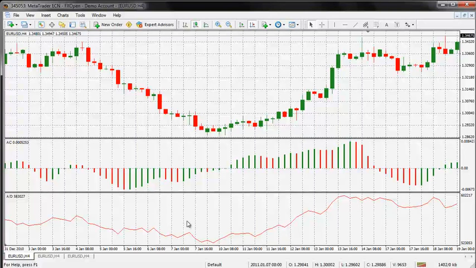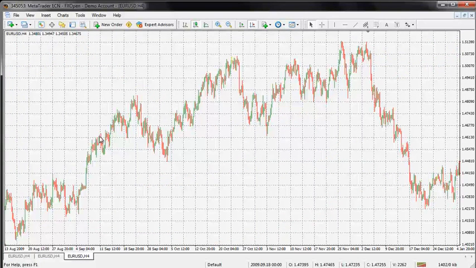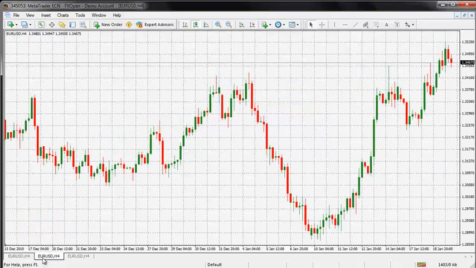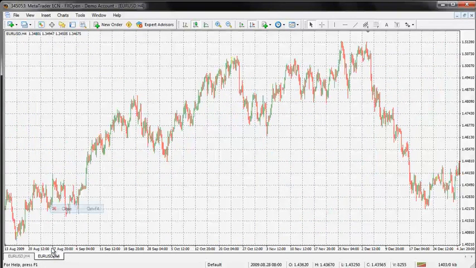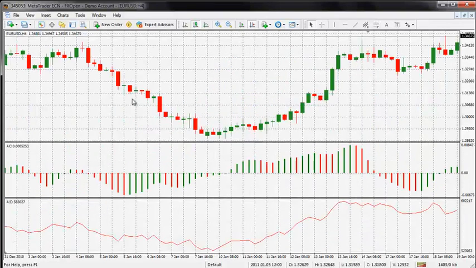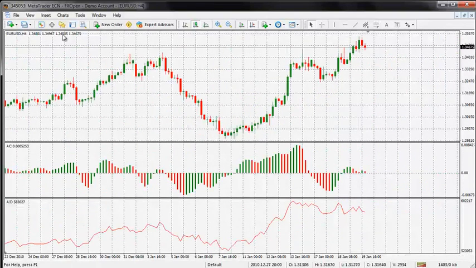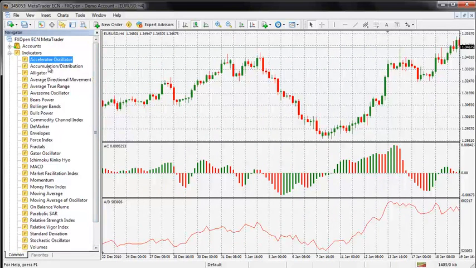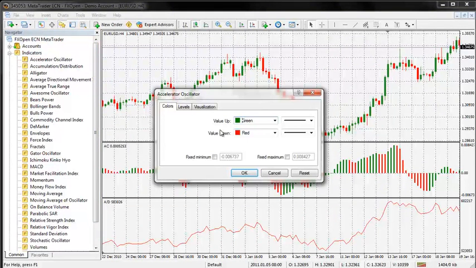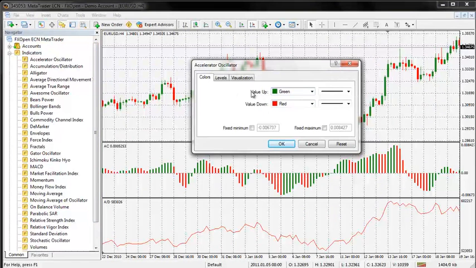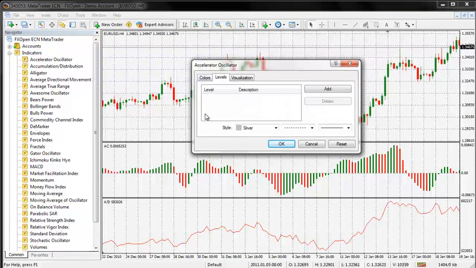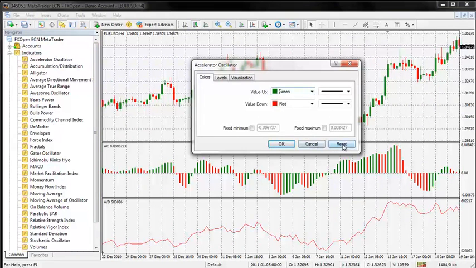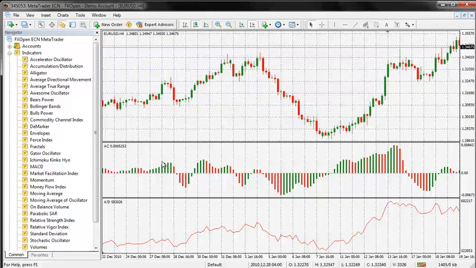Alright, so open up a blank chart, maybe something like this, and then what you would want to do is go ahead and apply. Let's just remove that off of there, and let's remove that off of there. What you would want to do is go ahead and find the oscillator and the accumulation distribution. Your colors, just to follow along really, the value should be green, and then I've chosen the second thickness grade there, and then the value down red, and the levels and the visualization is okay, so you can go ahead and plonk one of those onto the chart.